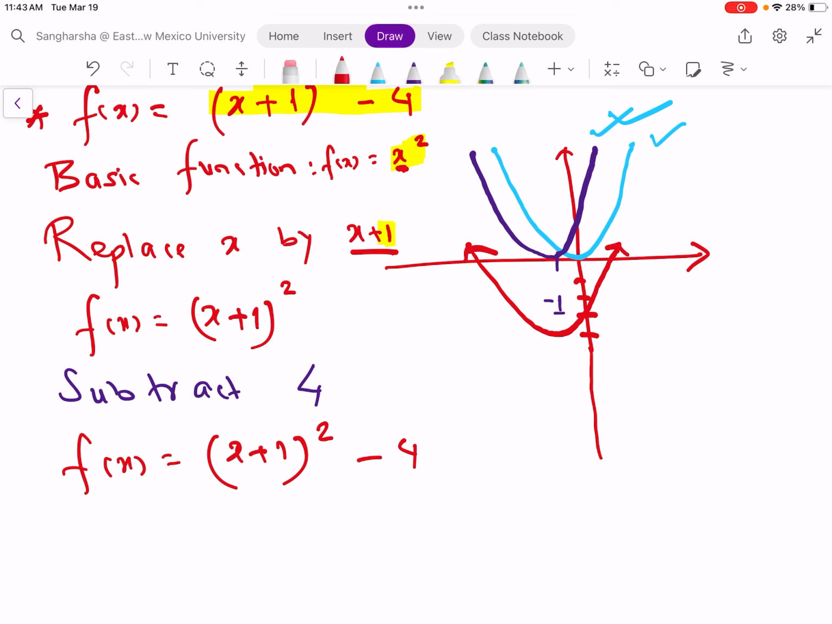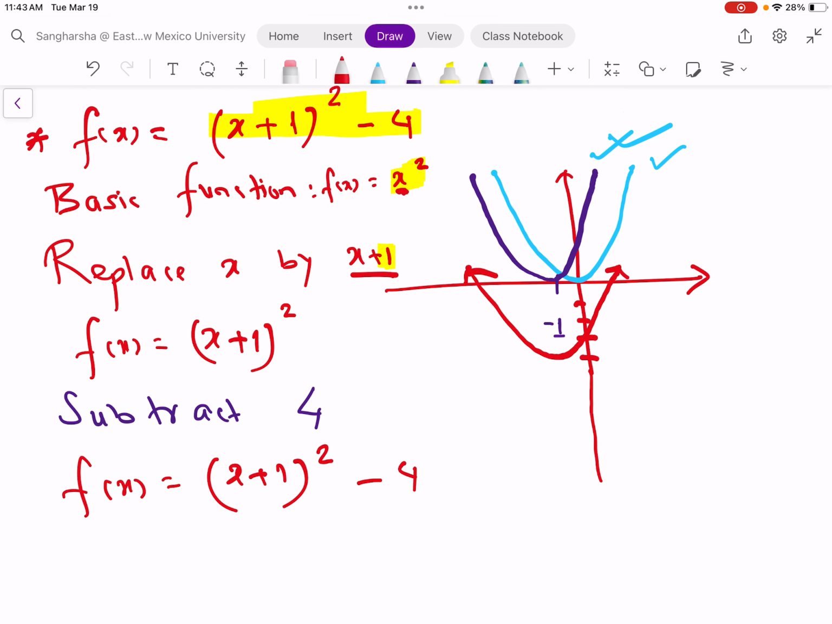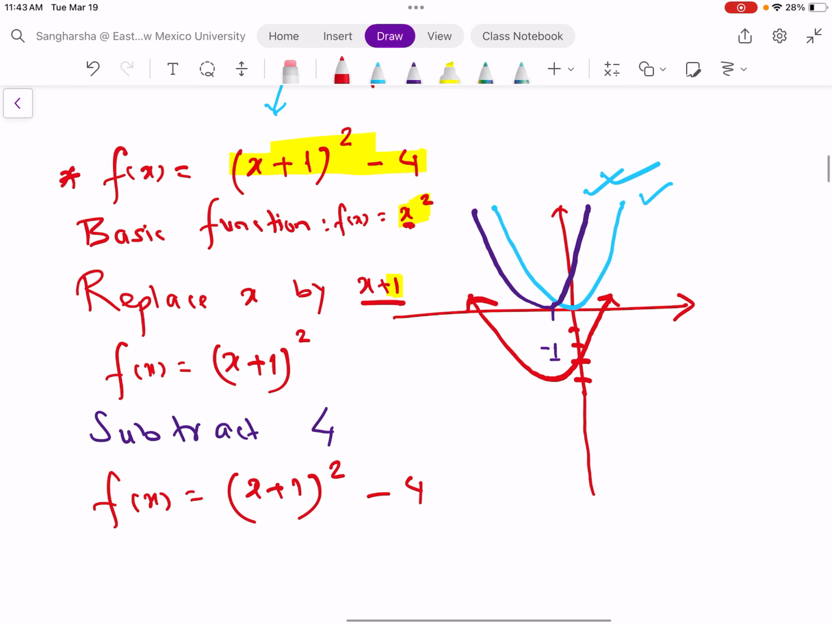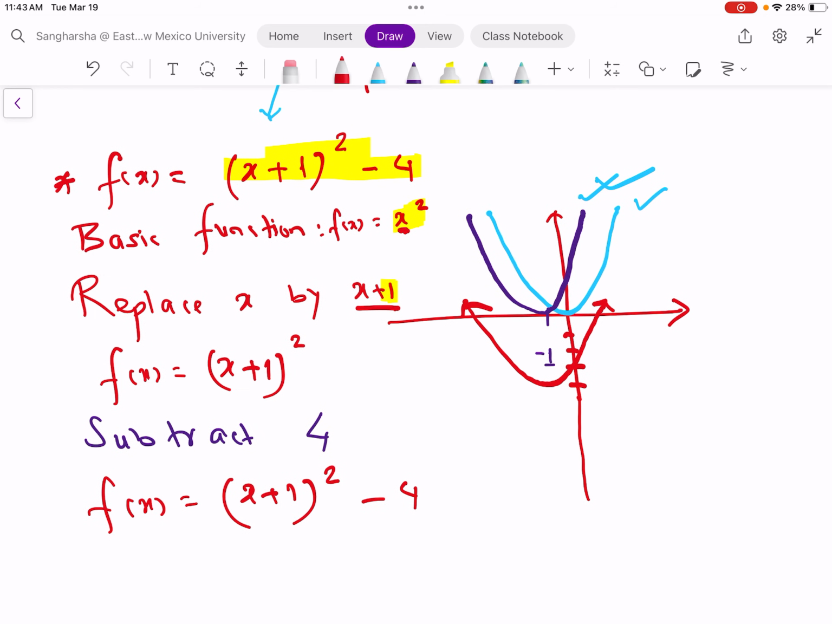So this is our final graph. This is the graph for our function (x + 1)² − 4. Let me know if you have a question here. Once we have the idea of a transformation, it's very easy to graph. And you can check this final graph using your graphing calculator. You can always graph using your graphing calculator.